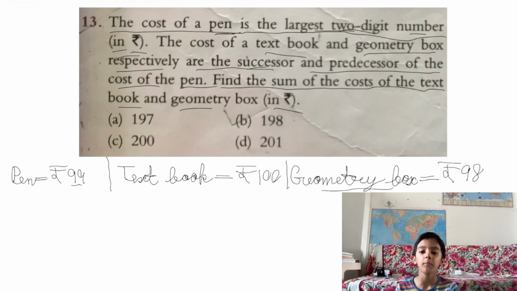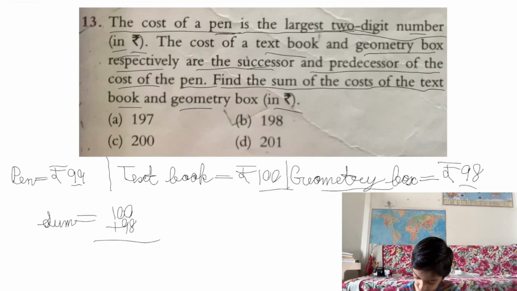Now we have to do the sum of these numbers. So let's do the sum. 0 plus 8 is 8, 0 plus 9 is 9, 1 plus 0 is 1. So 100 plus 98 is equal to 198. So the sum of the cost of the textbook, which is 100 rupees, and the cost of the geometry box, which is 98 rupees, is 198 rupees. So the answer of this question is option B, which is 198.